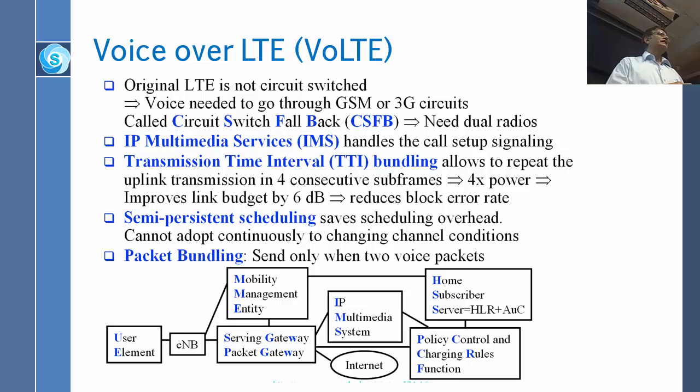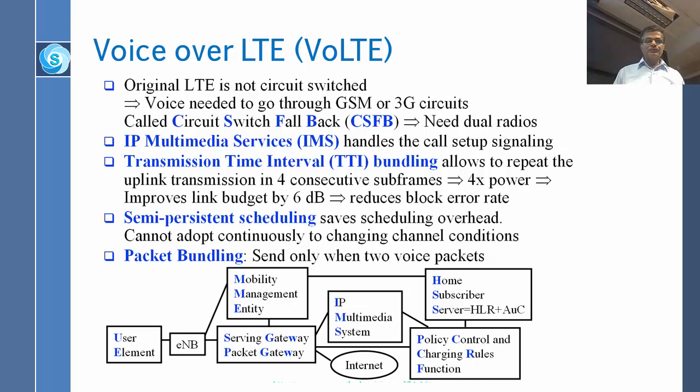One thing you can do, and this is what they did when releases 8, 9, 10, 11 came out, is that they just gave the voice to the previous generations. So if you have an LTE phone, you will need to have 2G or 3G in it to handle voice. You cannot have a pure LTE device that can do voice as well. That is called circuit switch fallback, CSFB, which means you need dual radios. You need 2G and 3G radios and everything else to handle just the voice.